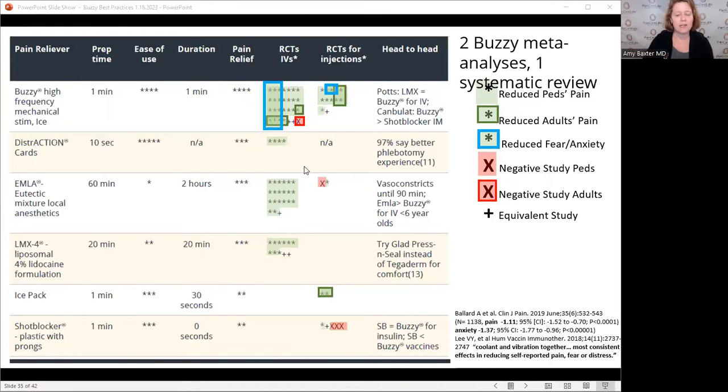And I think also it's worth noting, a lot of people will bring up the prongs with ShotBlocker. The prongs are going to be stimulating just the Merkel discs, and that doesn't do very well for pain relief. So good for perhaps the focus, good for the fear, but not very good on the physiology. So there's no studies that have been found that ShotBlocker is effective compared to placebo. It's equal to placebo. It's not better than placebo. And there was one study for insulin where it was equivalent to Buzzy. So Buzzy was better, but not statistically significantly better. And I think that's because those patients have been doing insulin for a long time.